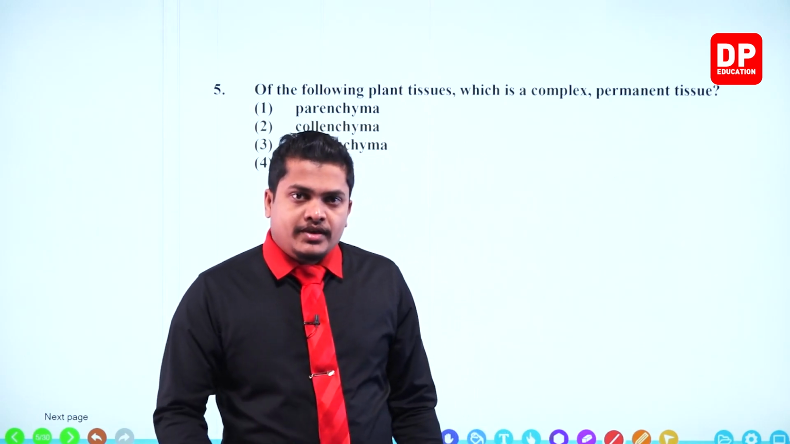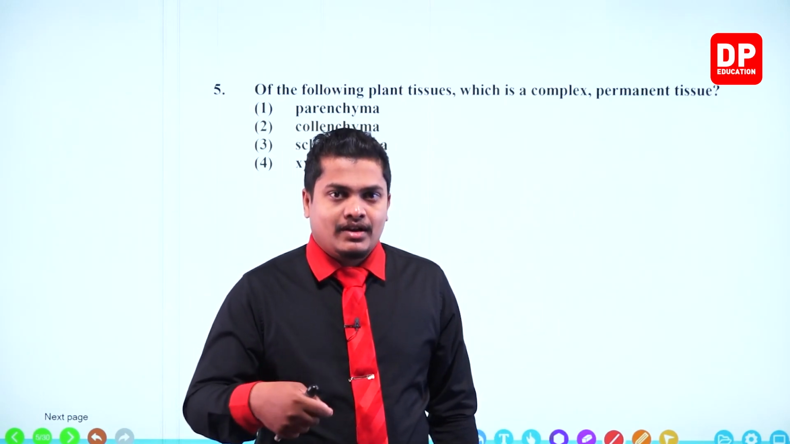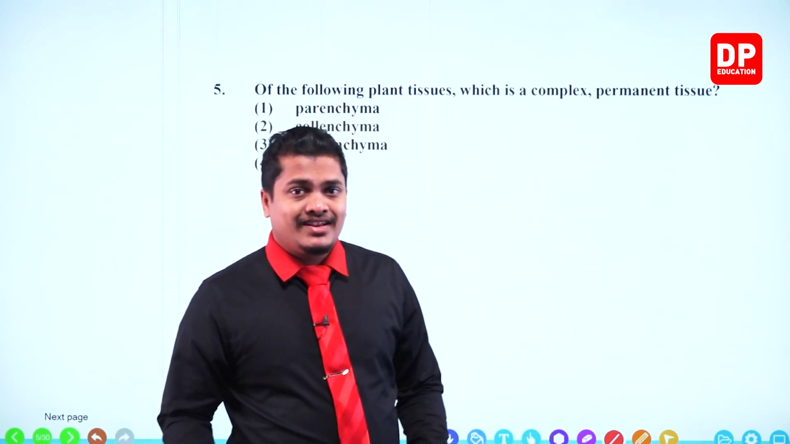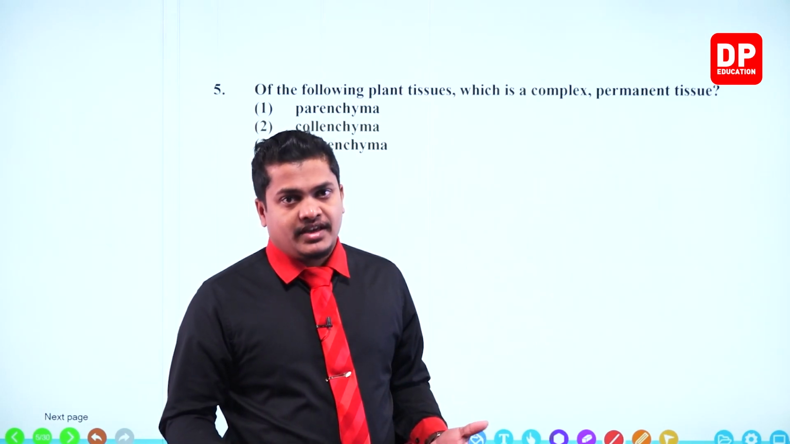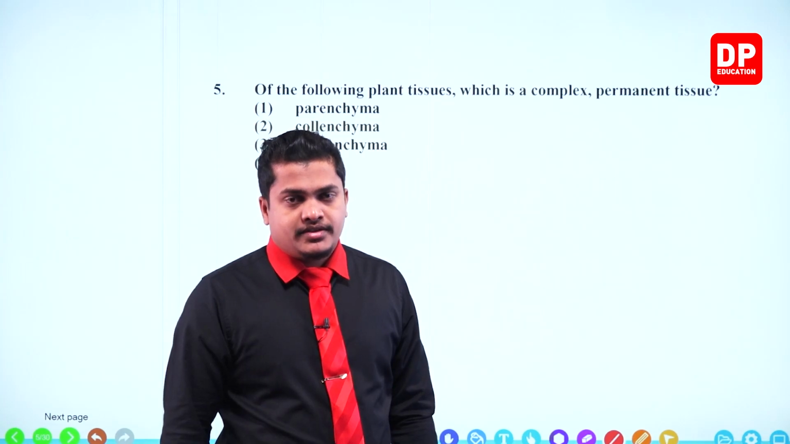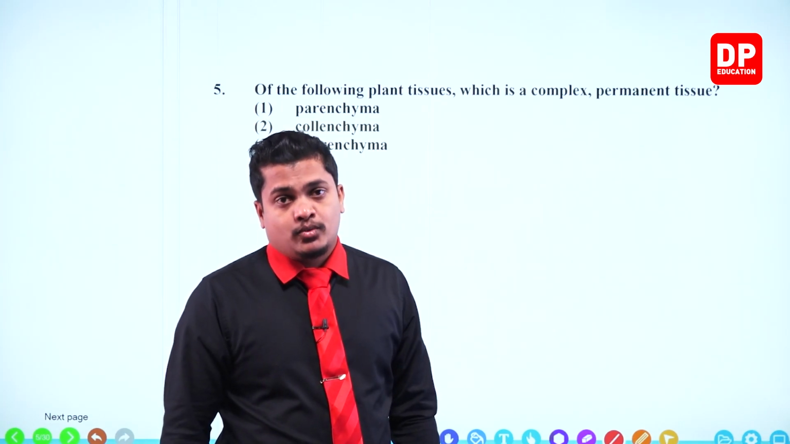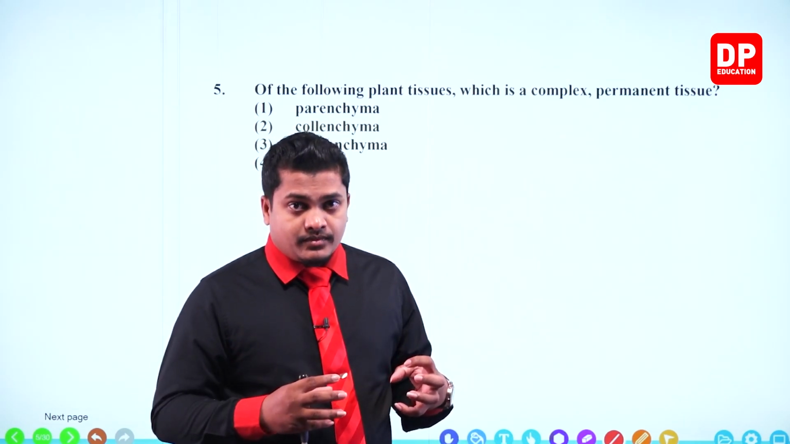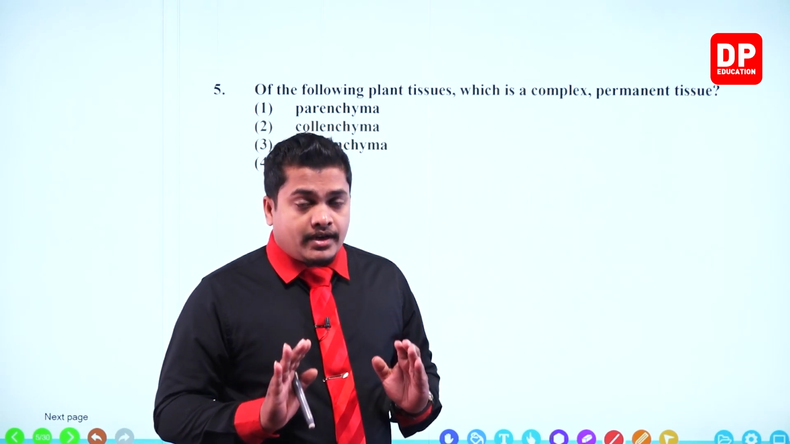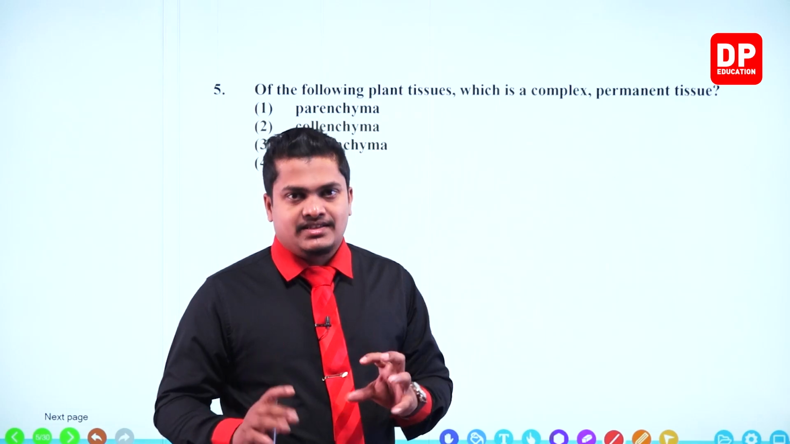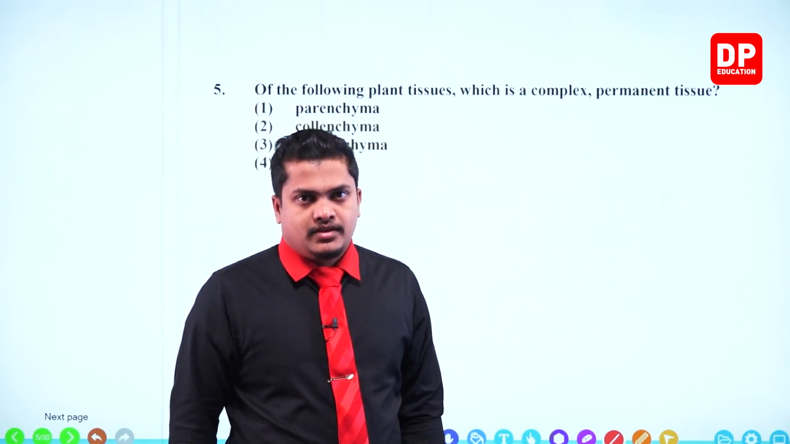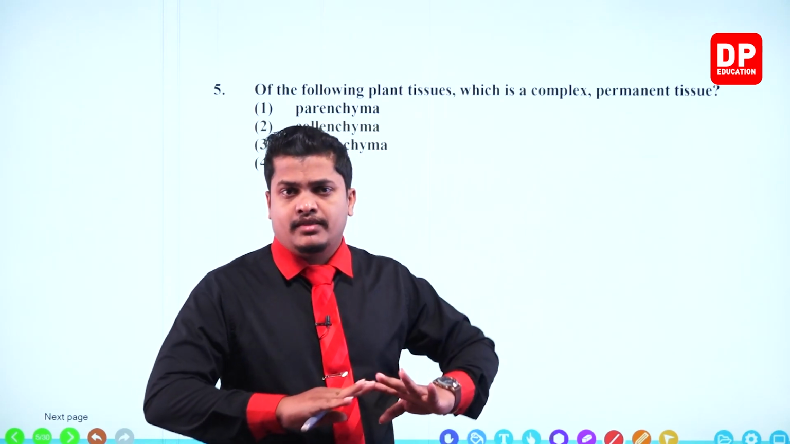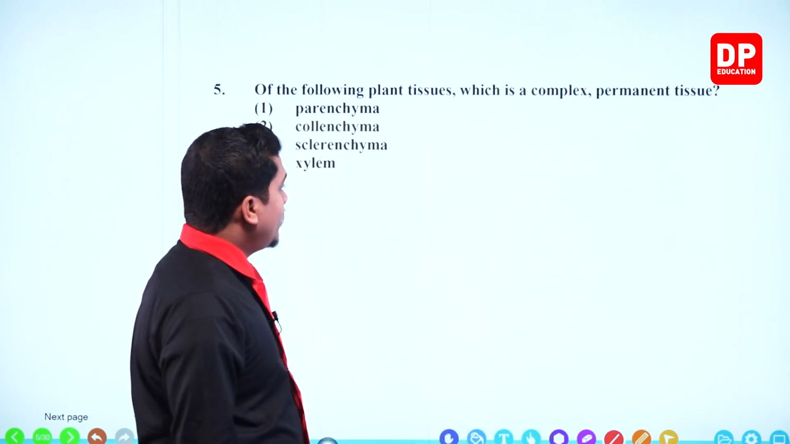So in order to be a complex permanent tissue, remember there should be several types of cells. Parenchyma tissue is created only with parenchyma cells. It's not a complex permanent tissue. It's a simple permanent one, as it contains cells that are identical to each other. These cells are referred to as parenchyma cells. There's only one type of cell, parenchyma, that's it. So it's incorrect.